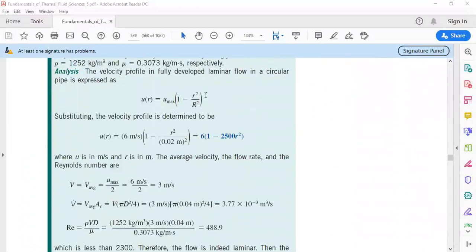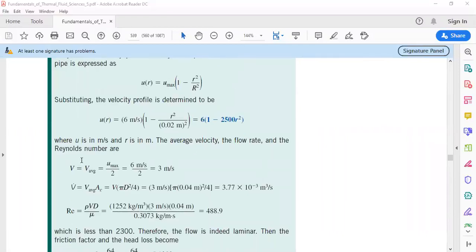The average velocity for such fully developed laminar flow is simply half the maximum velocity as shown here, which is 3 meters per second. That's the velocity that would be used in the calculation of the volumetric flow rate. Okay. The volumetric flow rate is simply the average velocity, which is half the maximum velocity, times the cross-sectional area, which is of a circular pipe. So we calculate it, we get the value.